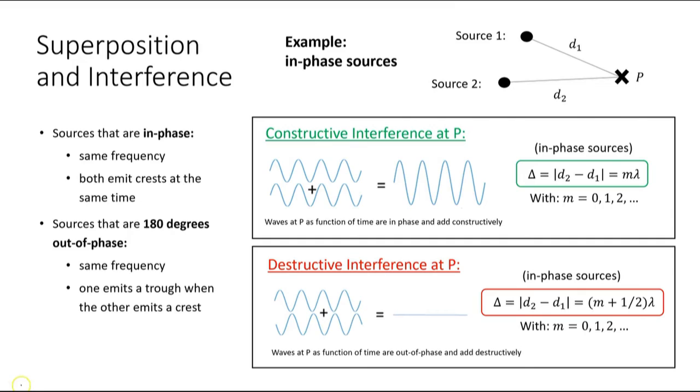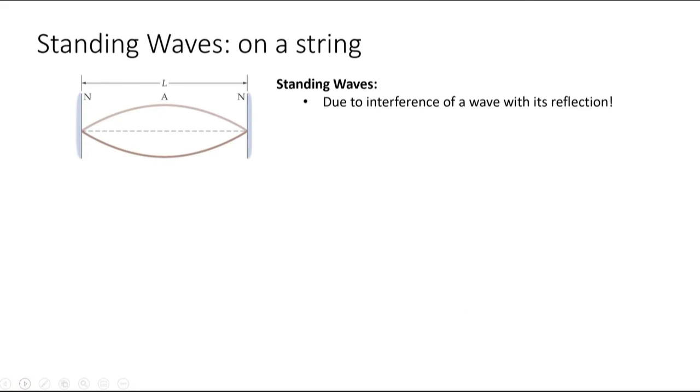But for now, let's talk about a special type of interference, which leads to something called a standing wave. So a standing wave is really a wave that oscillates in time, but it appears to be fixed in position. And this occurs when you have a wave on a string or in a pipe that interferes with its own reflection. So let's start by thinking about a standing wave on a string.